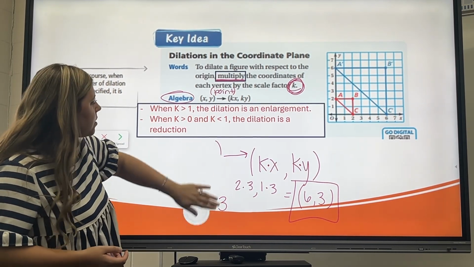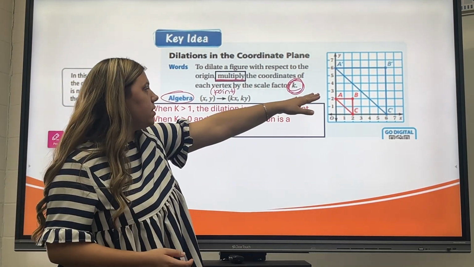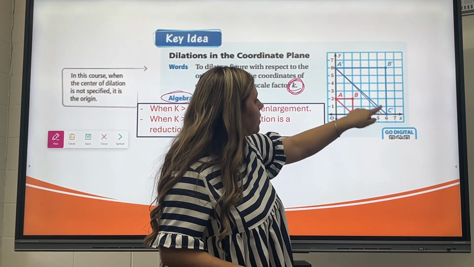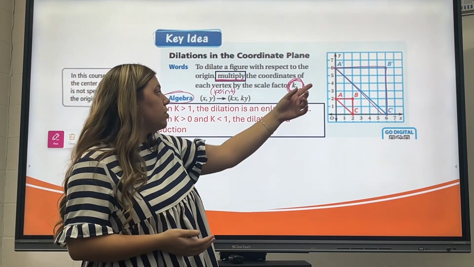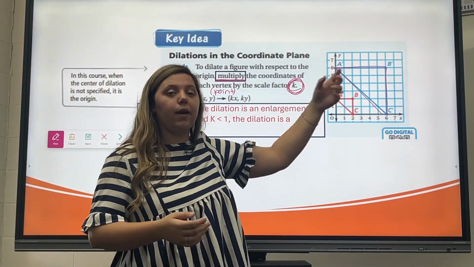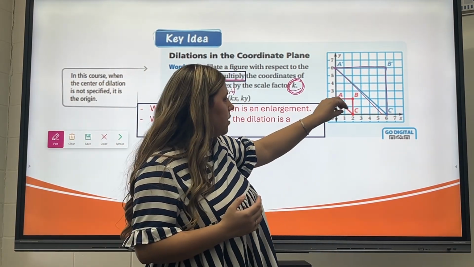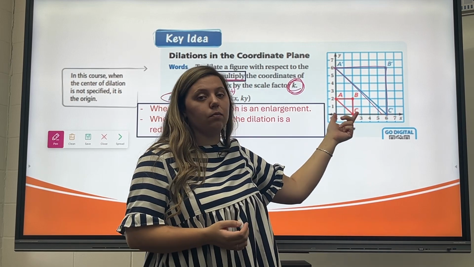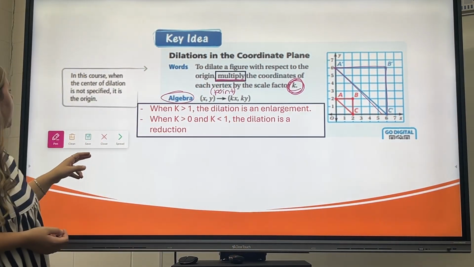So let's get into some of that stuff. This off to the side is just showing you what's happening. They're taking all of these points and they're dilating it so it gets much bigger in this case. Okay, that's an enlargement. So that scale factor must have been greater than 1. But if we went from this one down to this one, that's a reduction, okay? And that means that the scale factor must have been less than 1, okay?